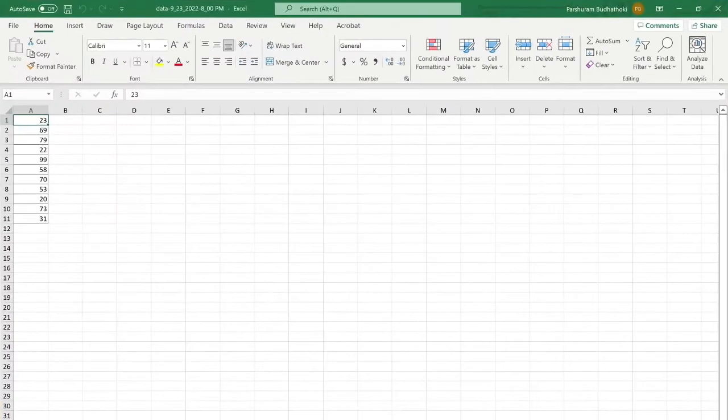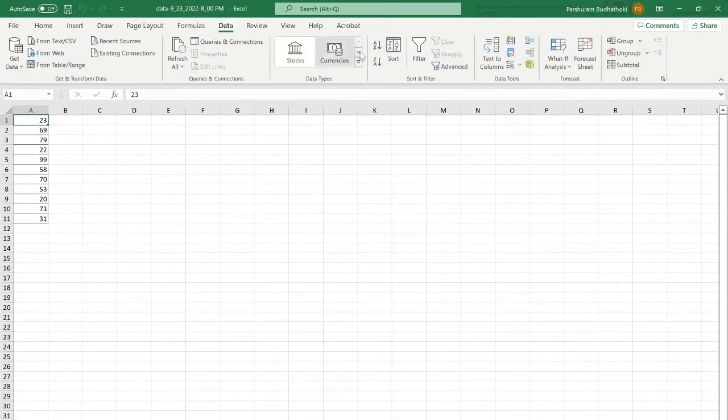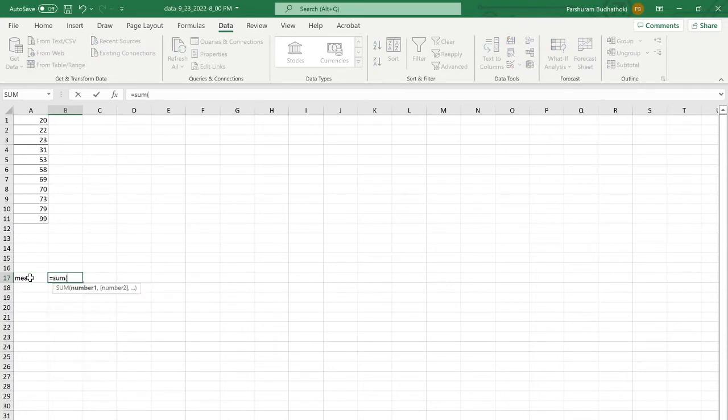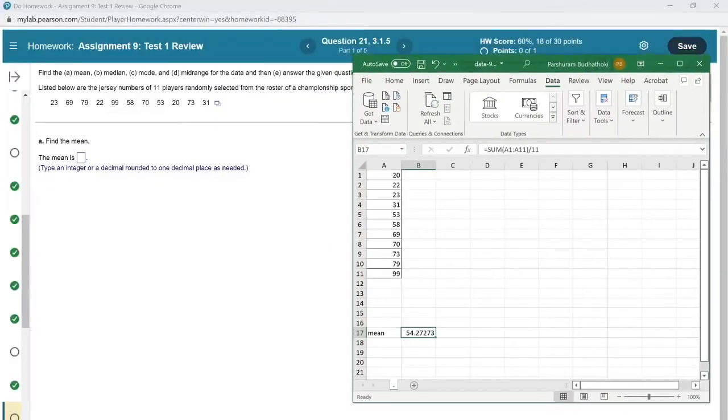First of all, I'm going to sort this data because we are also looking for the median. So go to Data and sort it. Now it's sorted: 20, 22, 23, 31, 53, 58. For finding the mean, we have to add this data. First of all, find the sum of all this data, and then divide it by the total number of data. Here we have 11 data, so I'm going to divide it by 11. So that's the mean, 54.27273, but we need to round it to one decimal place.